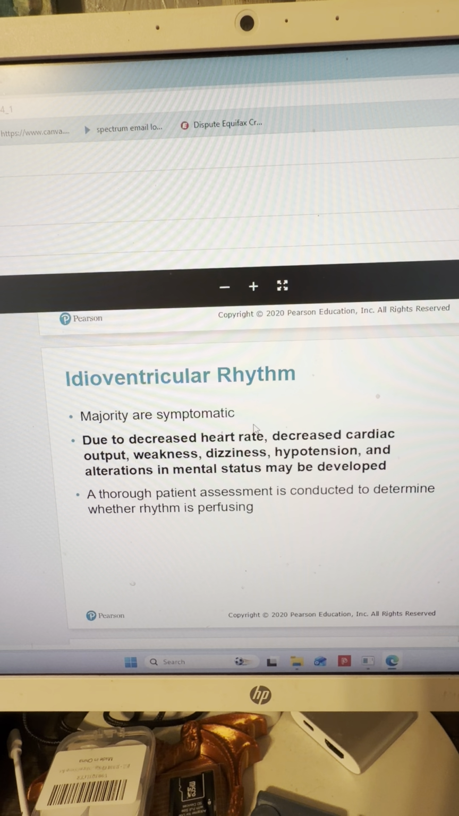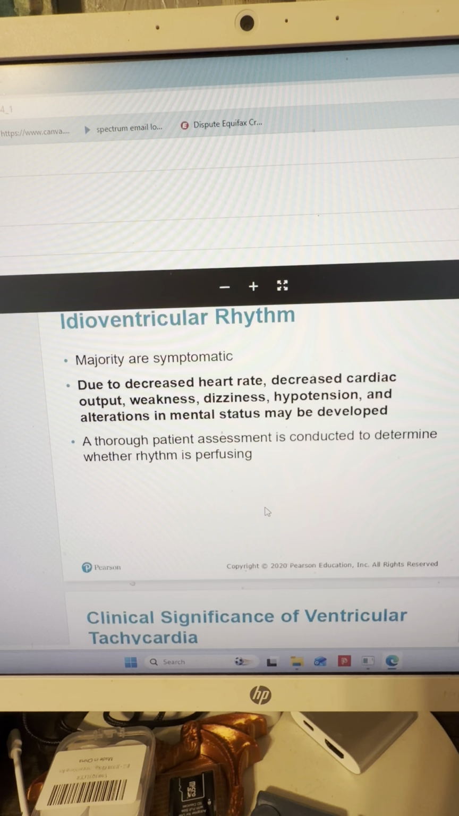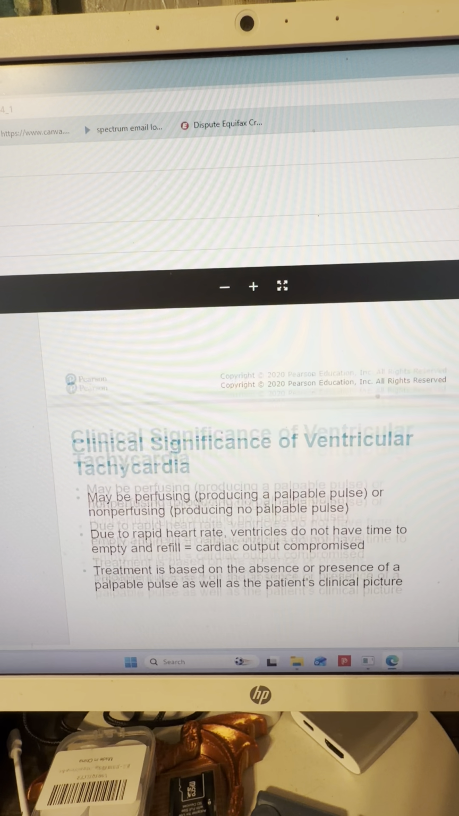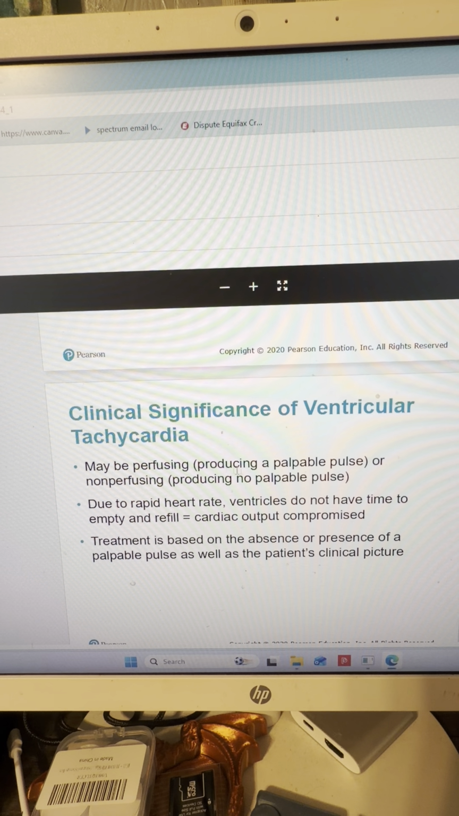Idioventricular, most of these people are going to be symptomatic because their heart rate is lower, their output's lower. This causes weakness, dizziness, hypotension, altered mental status, all of that good stuff. This is why we research these and try to figure out why they're happening and a fix for them. VTAC could be perfusing or non-perfusing. So these patients can be alive or dead at the moment because the rate is rapid. Ventricles don't have time to refill, so that makes the cardiac output drop.